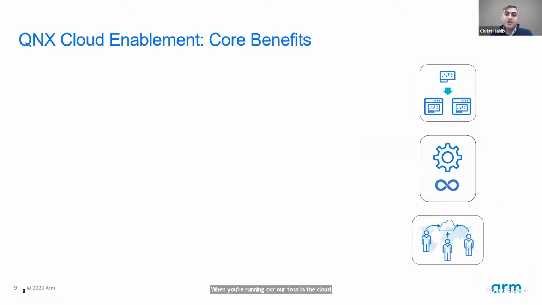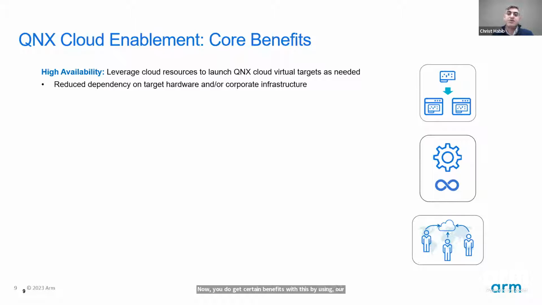Now, you do get certain benefits by using our QNX Accelerate products. So the first one is, of course, high availability. You could launch as many instances as you want in the cloud. So if you needed 40 today or 60 tomorrow, you could do that. If you needed 100, 200, 1,000, you could launch those as well.